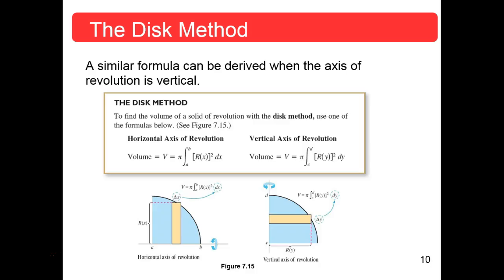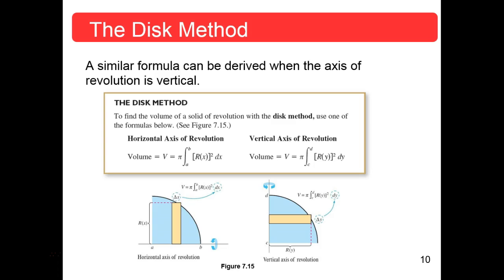Okay, a similar formula can be defined when the axis of revolution is vertical, revolving that way. This time, you better take your dy's, and you better have your function as a function of y. Your radius is a function of y because you're going around that way. Okay? So the disk method defines the volume of a solid of revolution. Use one of the formulas below, either horizontal or vertical, the way you do it.